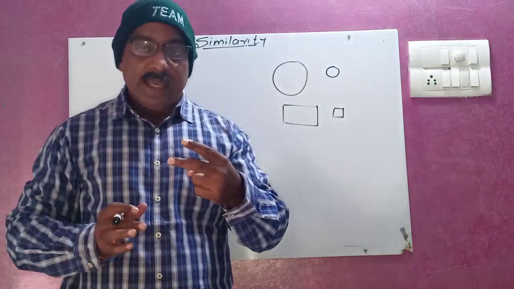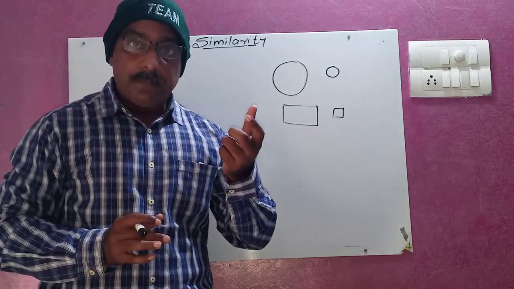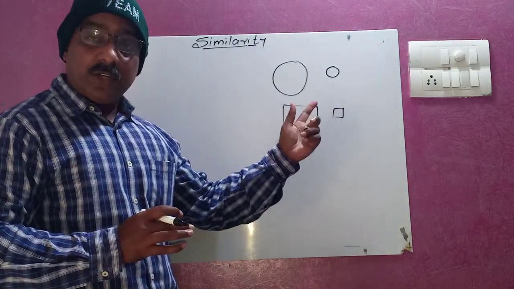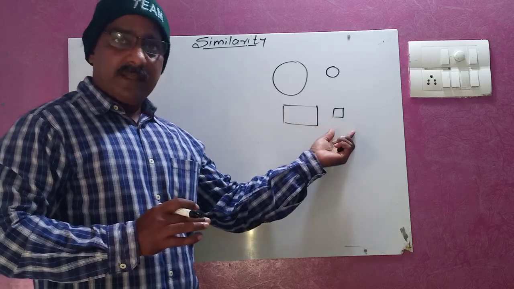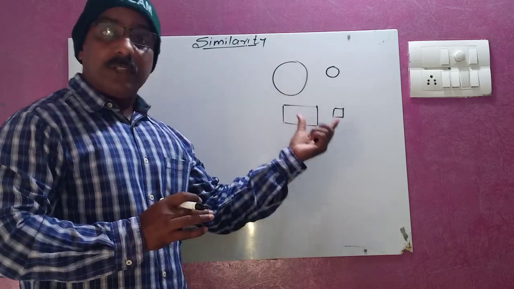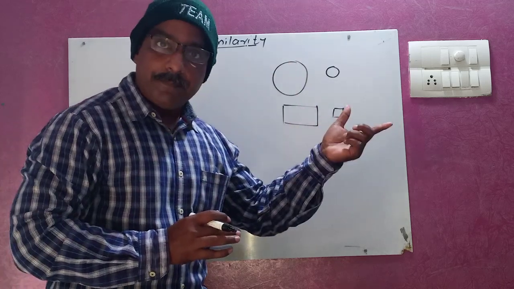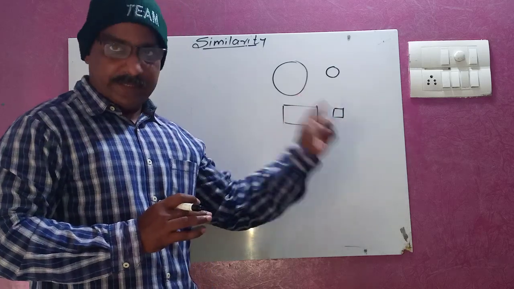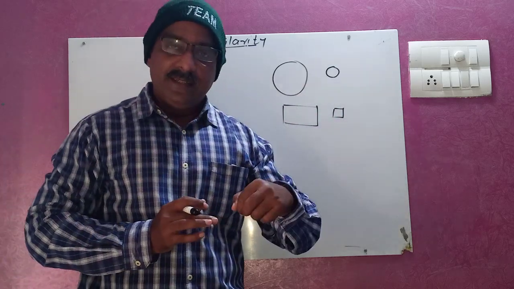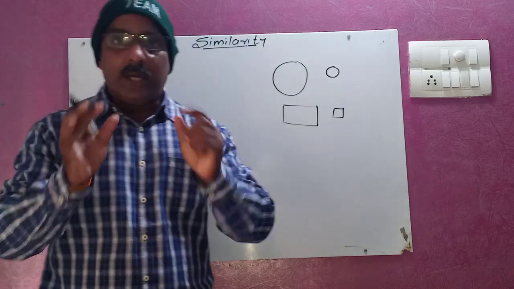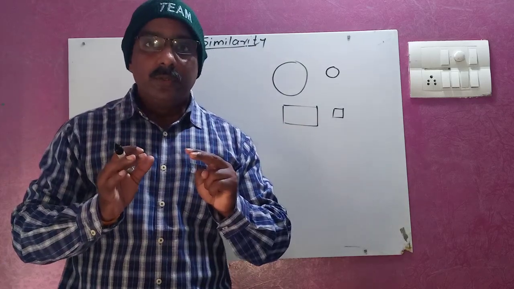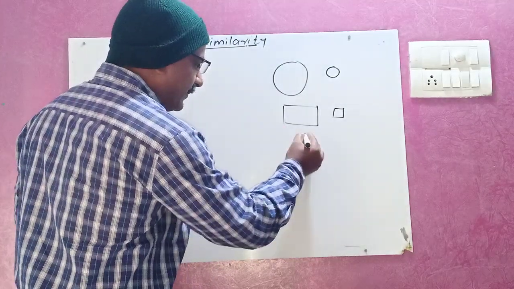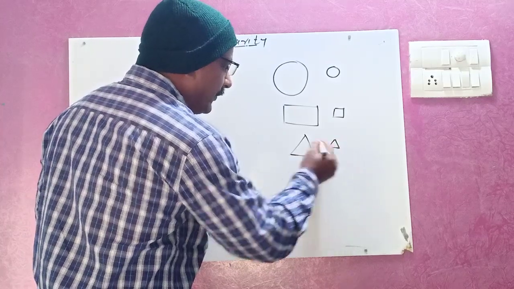When two figures have the same shape but different size, I cannot say that these two are congruent because their sizes are different, right? These two are similar because they have the same shape, but these two are not congruent because their sizes are different. So my dear children, in 10th standard we will talk about two similar triangles. These two are similar triangles.